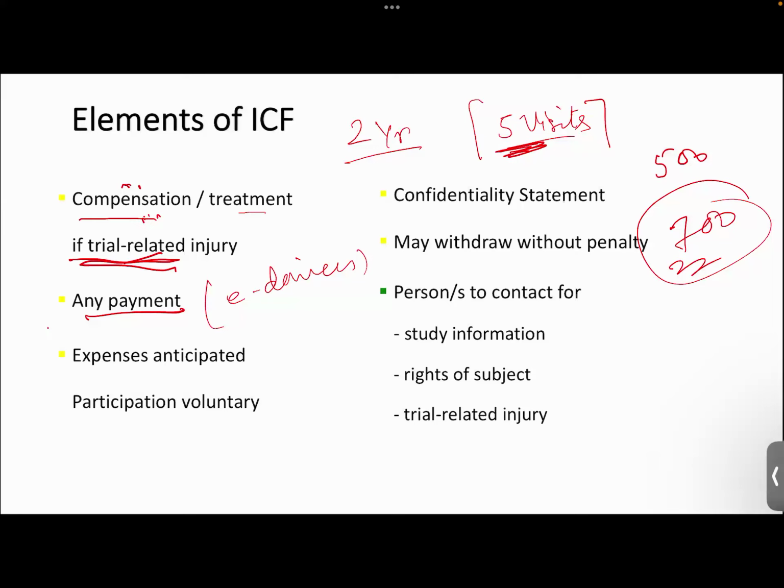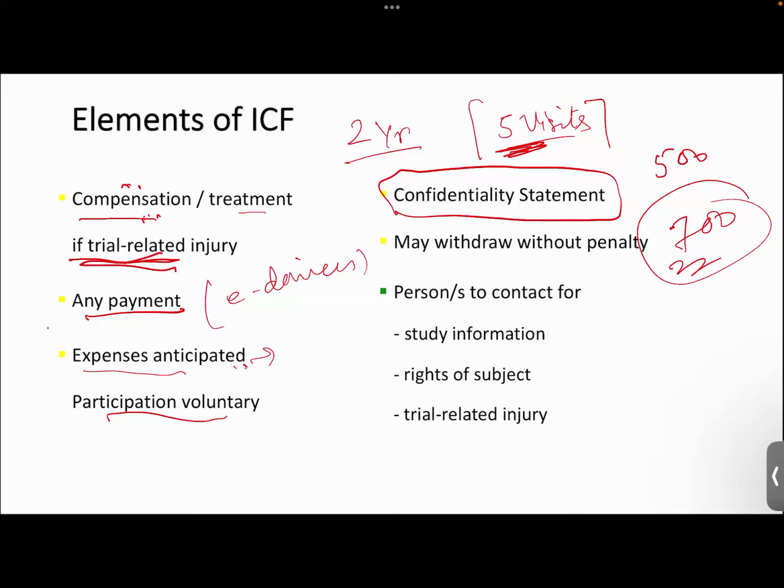So they also have to speak about expenses anticipated if they have to travel to a clinic. What extra expense can there be for them? Maybe they have to be reimbursed. Participation is voluntary. Confidentiality agreement, our GCP principle, means that all the information you are giving as part of a clinical trial will stay confidential. And that's the reason clinical trial transparency is becoming big every day.